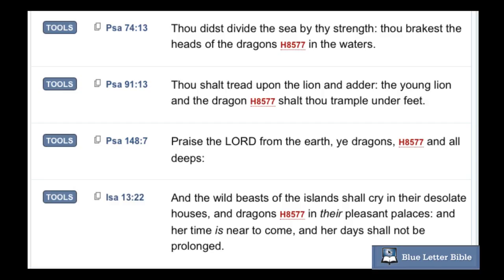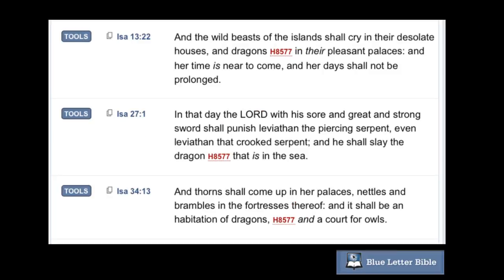Psalm 74 verse 13. Talks about God breaking the heads of the dragons in the waters. It was translated as dragons there. Psalms 91 verse 13 says, thou shalt tread upon the lion and the adder, the young lion and the what? Dragon shalt thou trample under feet. Okay, and there's a lot said in that verse figuratively as well. Psalms 148, it was translated as dragons that live in the deeps, or the deeps of the ocean. Isaiah 13 verse 22, dragons again.